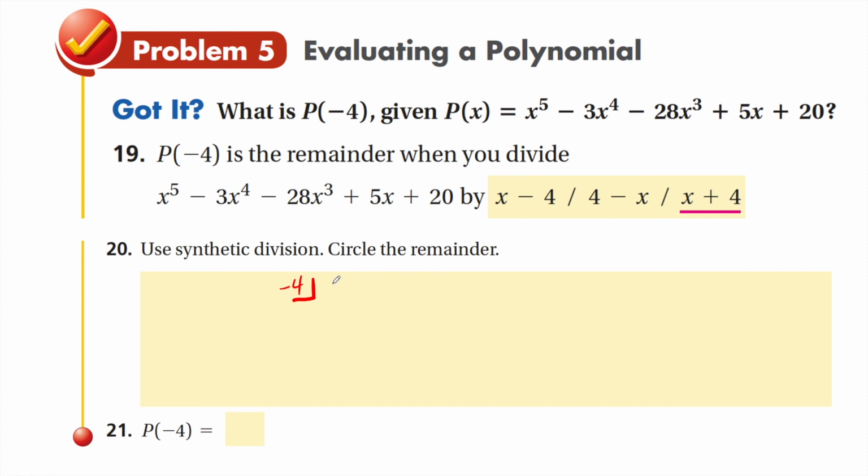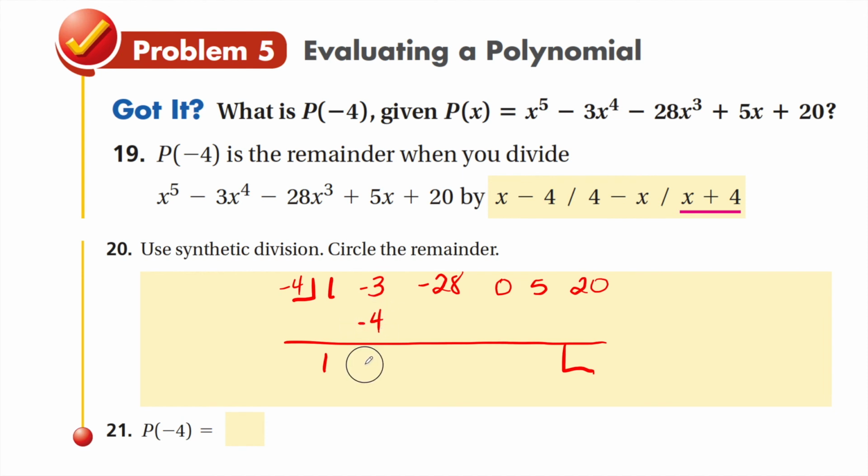So we have the coefficient of the x to the 5th, which is 1. We then have a negative 3, a negative 28. We're jumping over the x squared, so I'm going to put a 0. We have a 5, and then we have our 20 at the very end. Again, I'm going to put our line with that remainder reminder, and we just bring down the 1, and let's start our multiplication process. Multiply to the corner, we get negative 4, add straight down, negative 7.